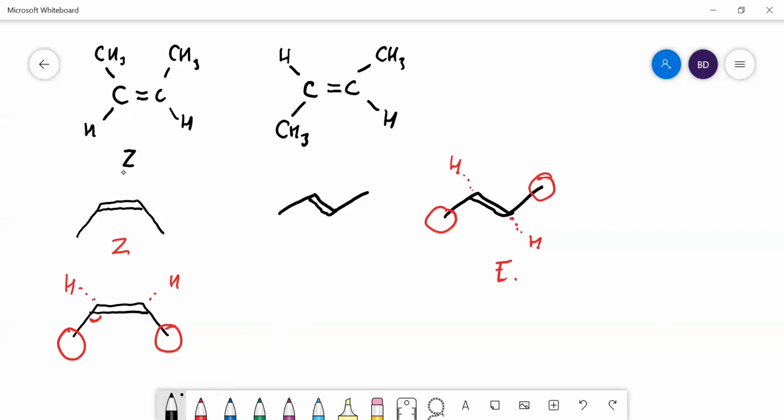Okay, so if I draw another one, right, that's 1, 2, 3, 4, 5, 6. That's hex-2-ene, and that's the Z form, isn't it? And if I drew the other isomer of it, I would draw it like that. That is the E form. Okay, I think I've gone on a bit too long there, so I'm going to stop now.